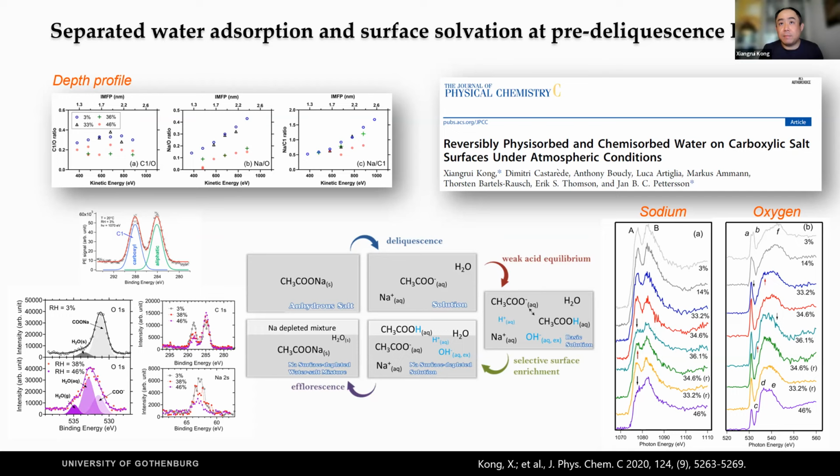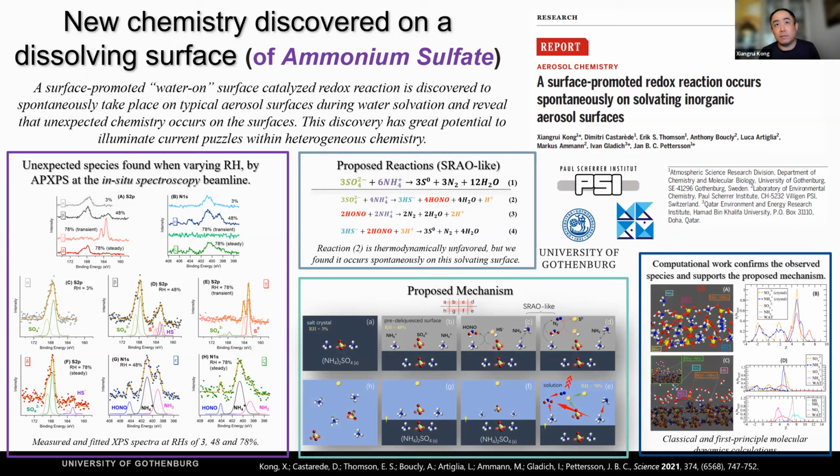But today's main topic, I want to show you one very intriguing chemistry that we discovered on a very typical inorganic salt, which is ammonium sulfate. And this is a poster. I want to show you everything at once, but I will go into details in the rest of this talk. So let's continue.